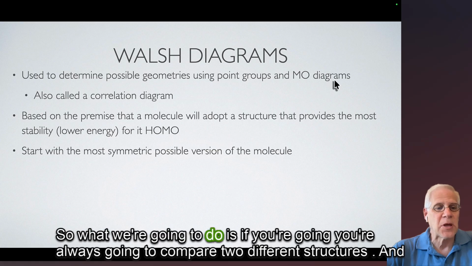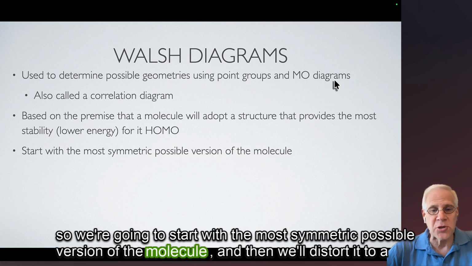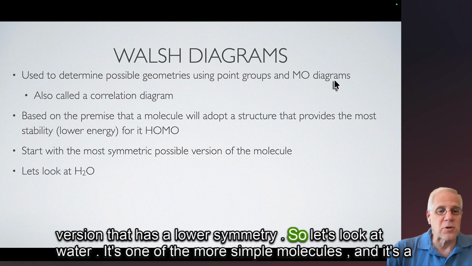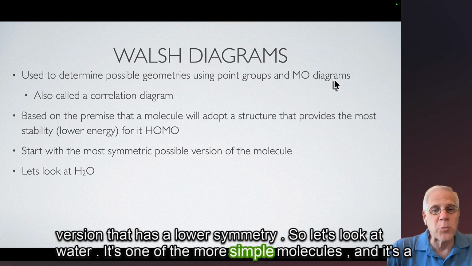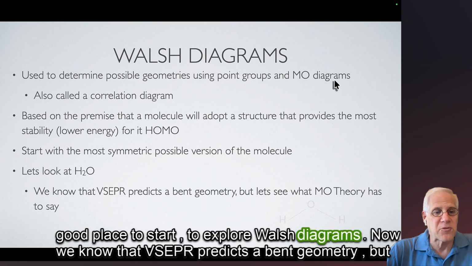So what we're going to do is you're always going to compare two different structures. And so we're going to start with the most symmetric possible version of the molecule, and then we'll distort it to a version that has a lower symmetry. So let's look at water. It's one of the more simple molecules, and it's a good place to start to explore Walsh diagrams.